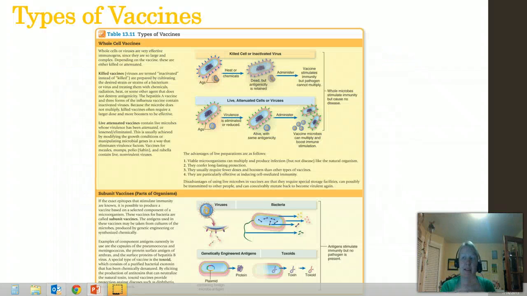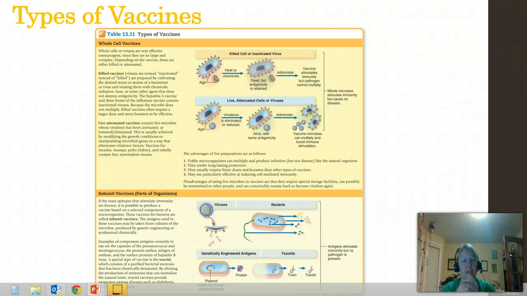So what types of vaccines do we have? We have two main groups. We have whole cell vaccines, where we deliver the entire pathogen to the body, and we have subunit vaccines. We're going to talk about each of these. Whole cell vaccines are the more common vaccine, but I think you're going to start to see a lot more subunit vaccines come on the market in the future. There are two main types of whole cell vaccines.